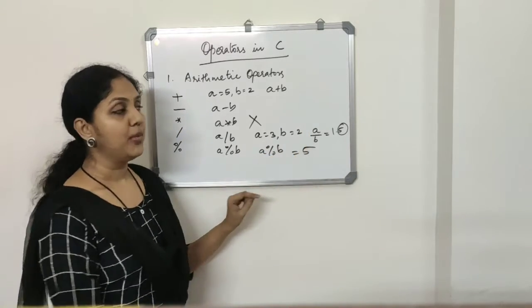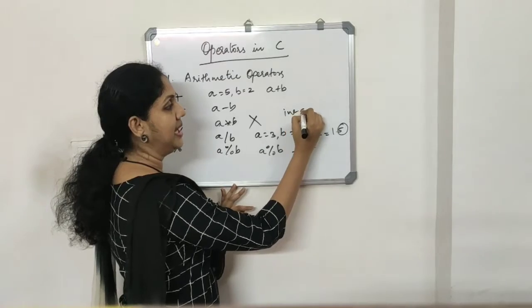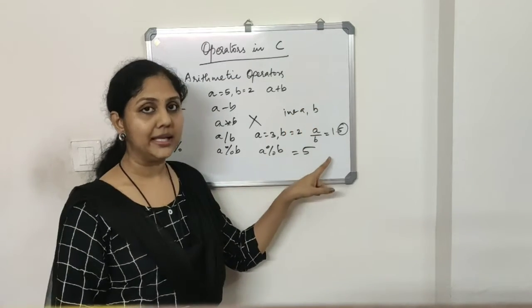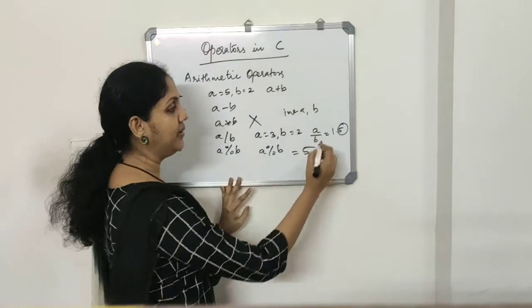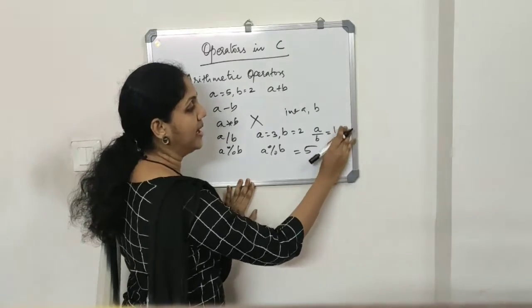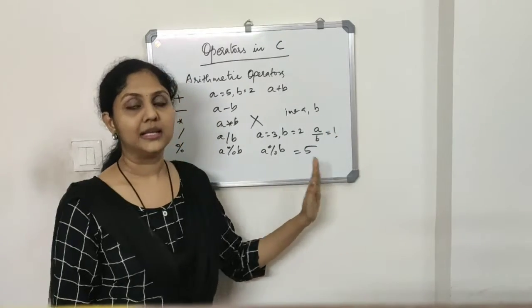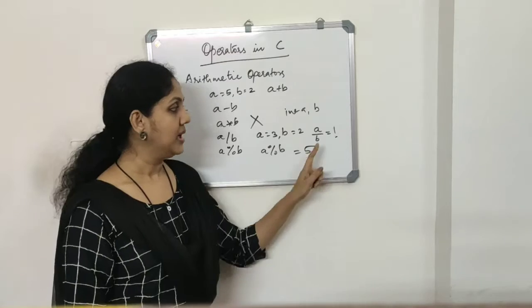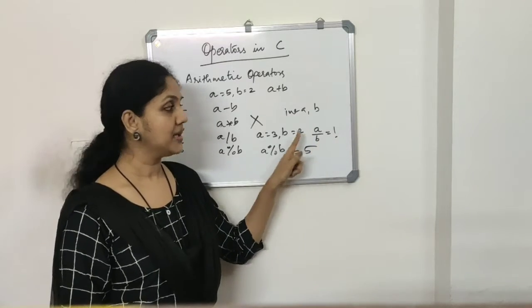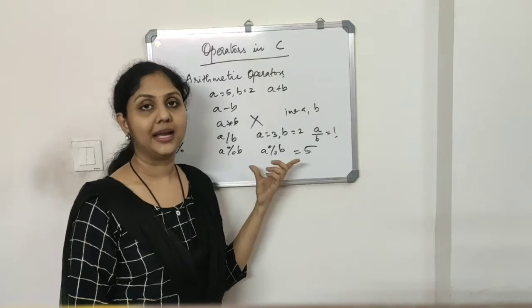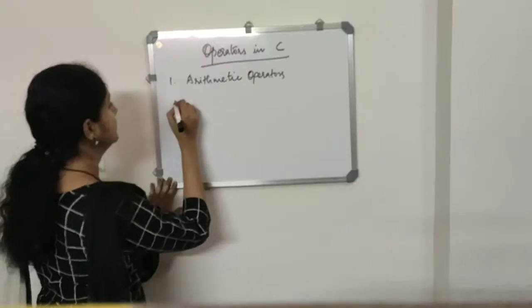If A and B both are integers, int A, int B, then A by B will give the result as 1. We won't get the real number after that. So, we will get 1 as the result if both A and B are declared as integers.